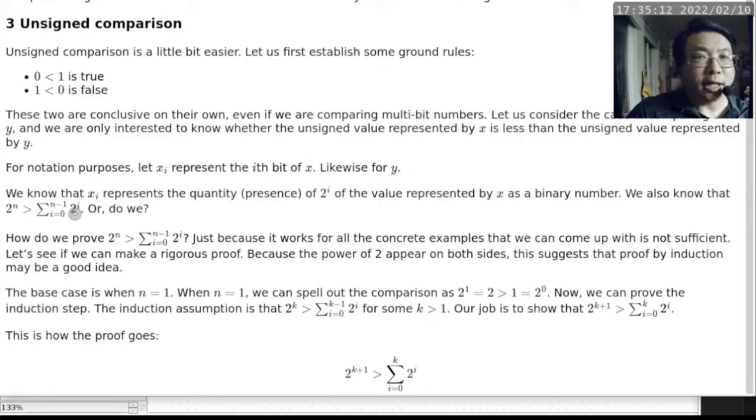I'll give you one example really quick. Just say n is 4. 2 to the power of 4 is 16, and it is greater than 1 plus 2 plus 4 plus 8, which adds up to only 15. So if you add up all the lower powers in base 2, the sum is always going to be 1 short of 2 to the power of n.